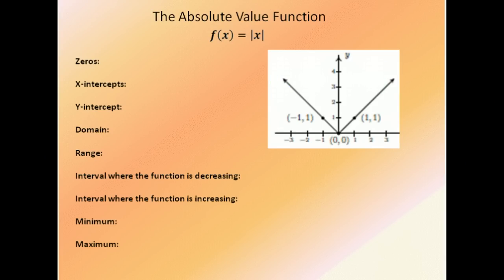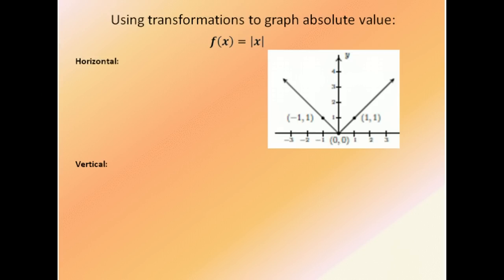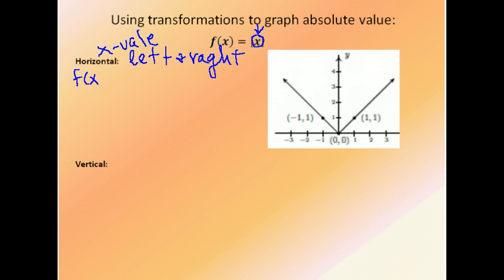Okay, so let's review transformations really quickly. Horizontal changes for this absolute value of x will be anything that's inside the absolute value symbol. That is our function. So horizontal changes, or changes left and right, or changes to our x value, will be anything that happens inside of this absolute value, okay? There's a few things that could happen. One thing is that we could add a number inside of there.